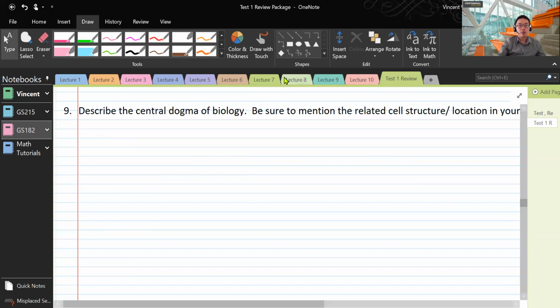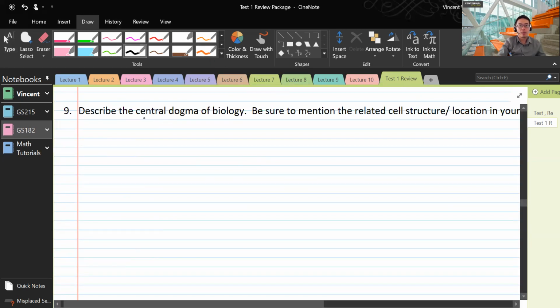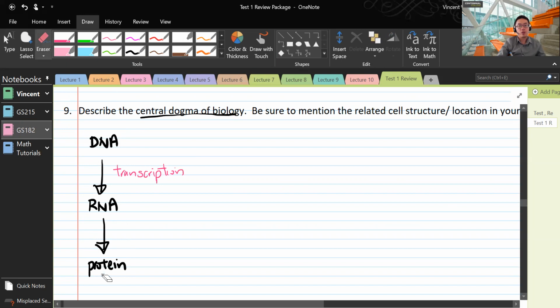Describe the central dogma of biology. Central dogma means central theme, right? So we have the DNA, and we're going to be making a copy of the DNA in the form of RNA, which would then be used to create protein. The process of creating a copy of DNA in the form of RNA, we call that transcription. And when you are building your protein from RNA, it's called translation.